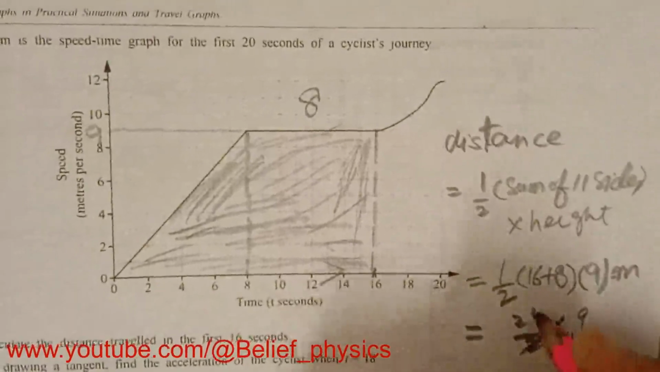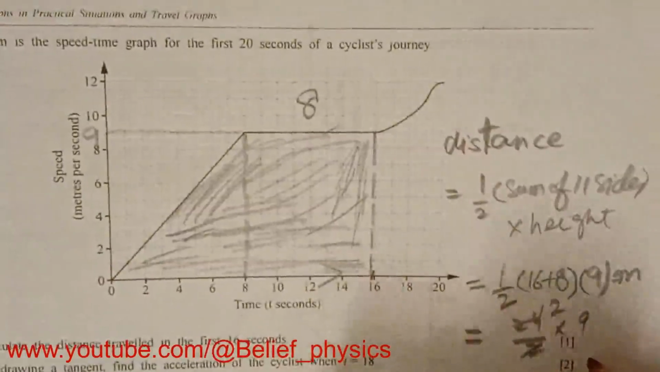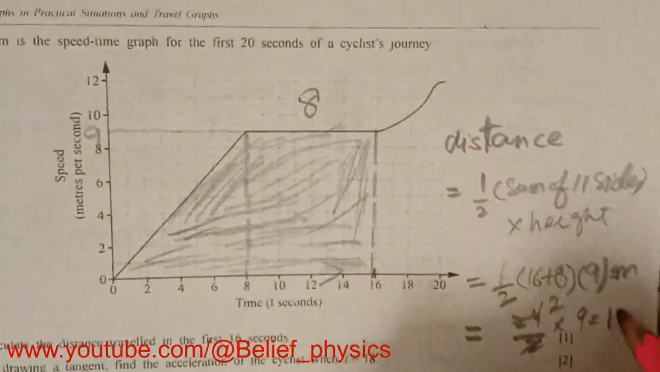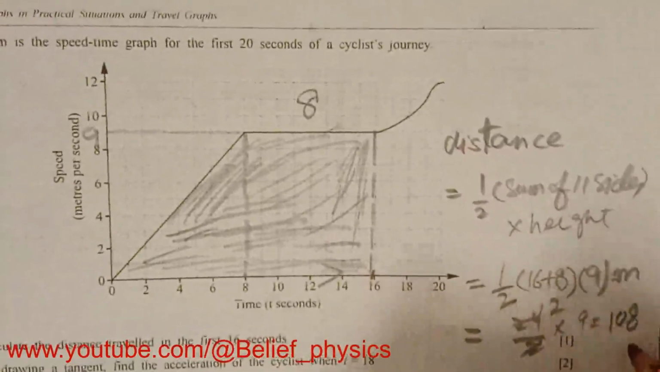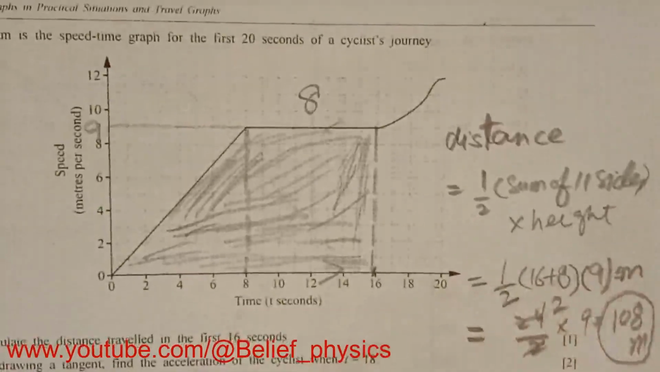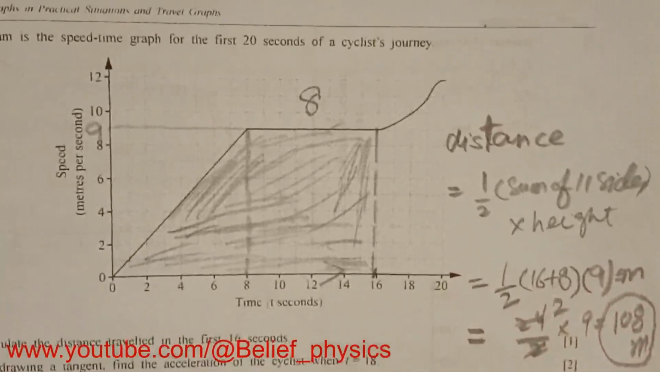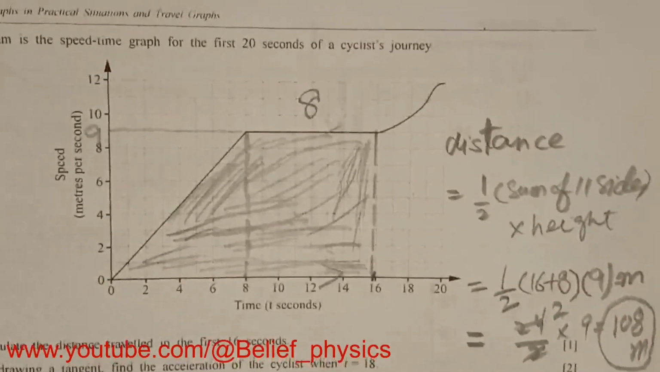So 2 12s are 24. 12 into 9 is 108. So the answer will be 108 meters. So the distance traveled by the cyclist in the first 16 seconds will be equal to 108 meters.